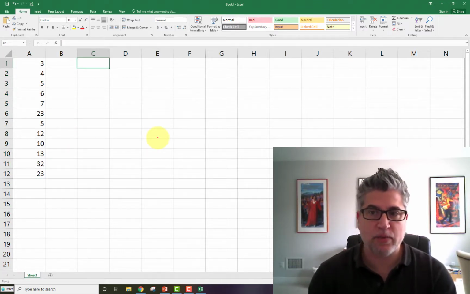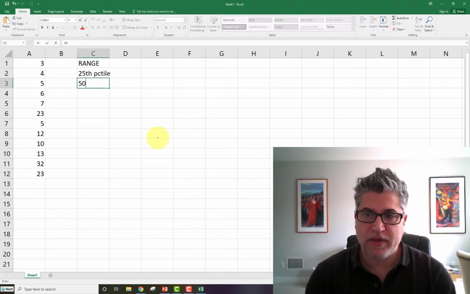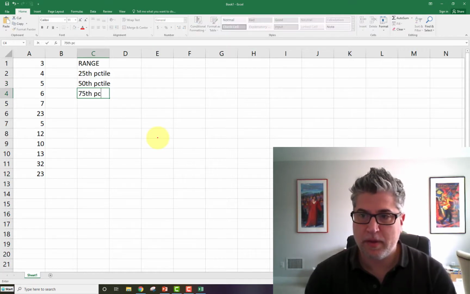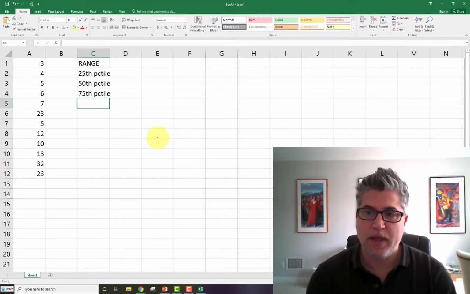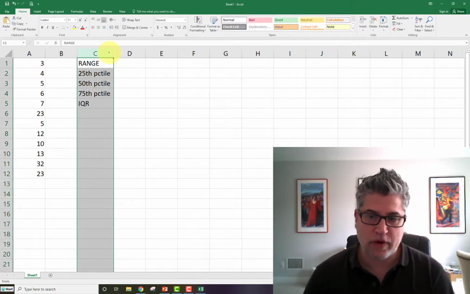I'd like to calculate the range, the 25th percentile, the 50th percentile, the 75th percentile, and let's calculate the interquartile range. So we'd like to have Excel do all of this for us.